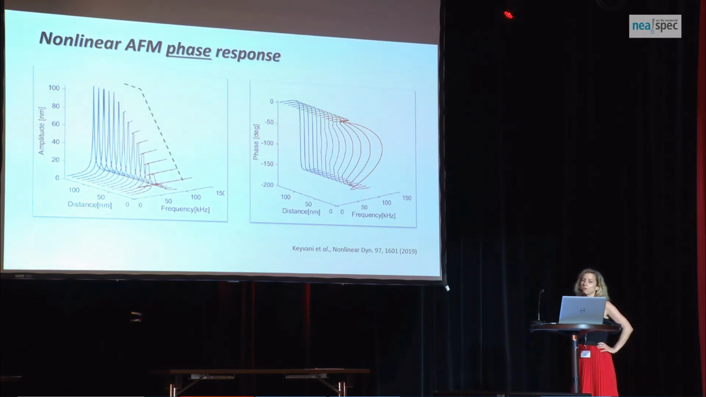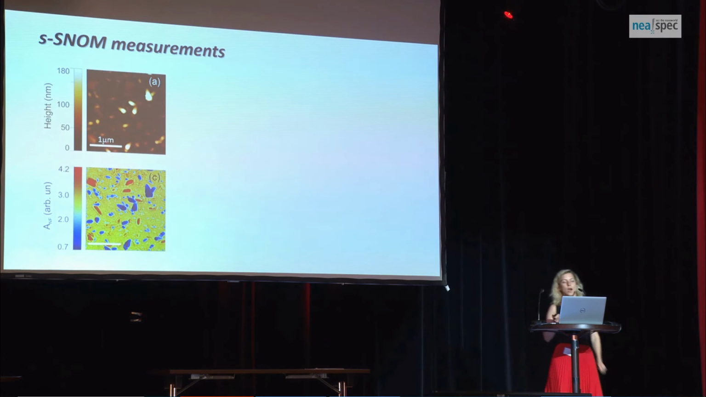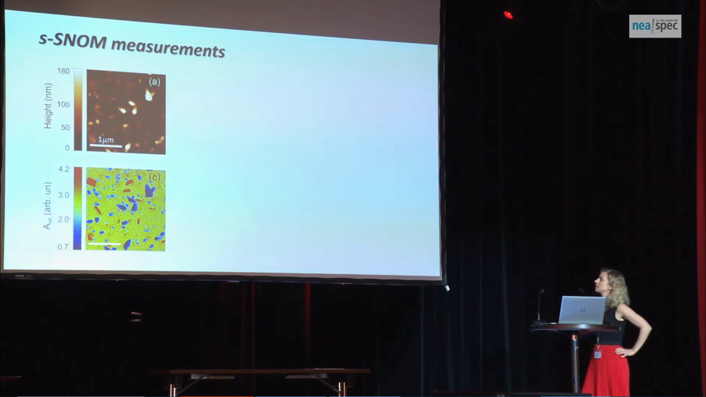So we thought, okay, so probably the phase of a s-SNOM wouldn't be the greatest parameter for telling something about the molecular orientation when you have a non-flat surface and the change in the topography is abrupt. So that's why we only use the near field amplitude.